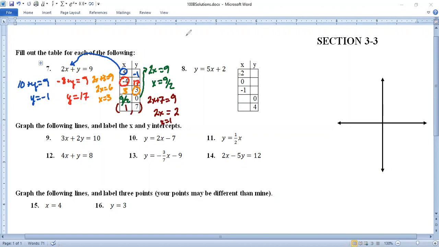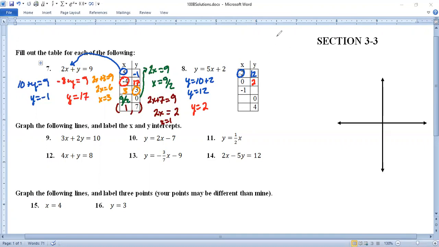All right. Number 8, y equals 5x plus 2. We're going to stick 2 in for x, and we get y equals 5 times 2 is 10, plus 2 is 12. So y is going to equal 12. The point (2, 12) is on the line. The next one, stick in 0 for x. Y equals 5 times 0 plus 2. That was a nice one, and that's why intercepts are so cool. (0, 2) is the y-intercept of that because we stuck 0 in for x.